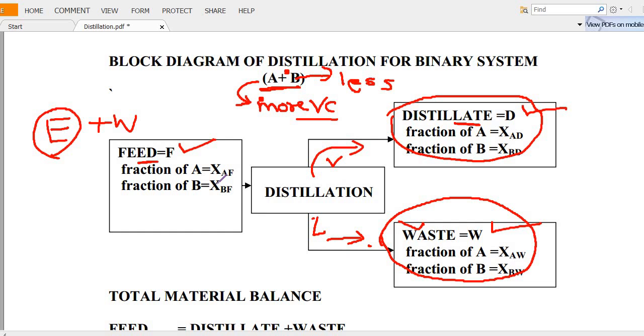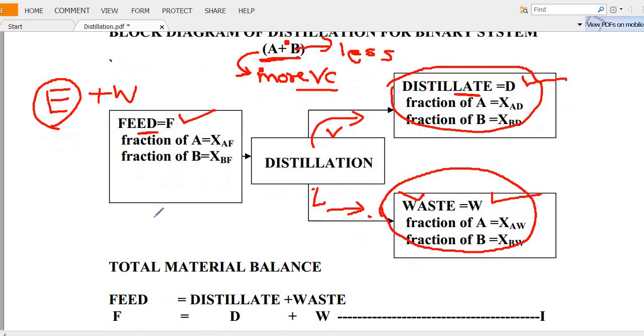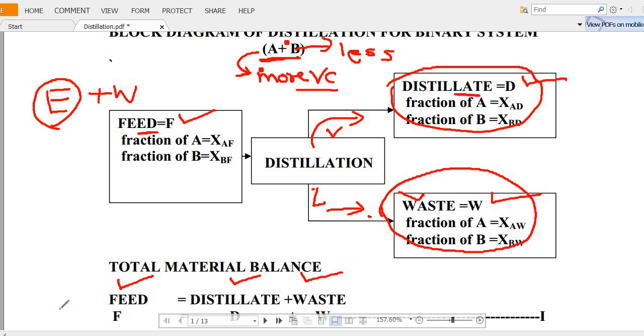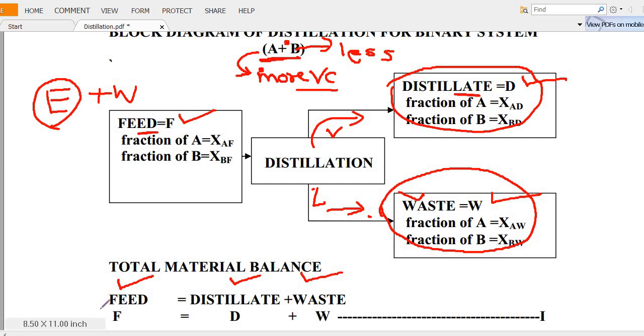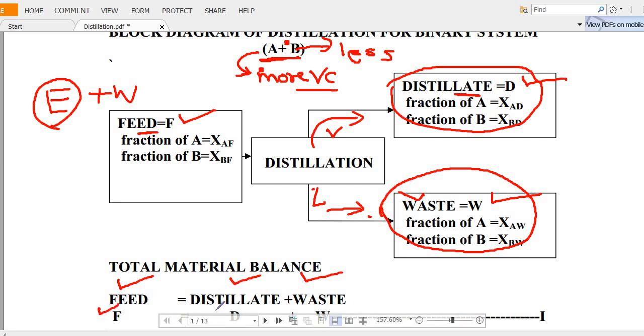Based upon this, now we will go for the material balance equation. Our total material balance equation: we have only one input stream, that is feed, and two output streams, that is distillate and waste. Therefore our first material balance equation is feed equals distillate plus waste, F = D + W. This is our total material balance, also called TMB.